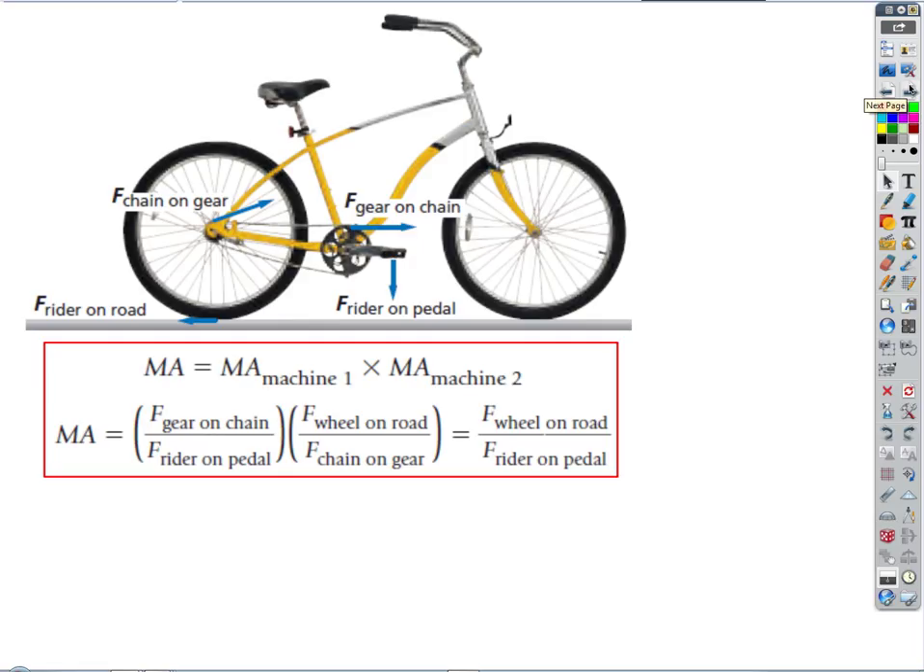This is what we call a compound machine, right? A bike, where there's a lot of gears. In this case, a bike is an example of a compound machine. What do you suppose a compound machine must be? Multiple parts, different ones. Yeah, a bunch of simple machines all put together, working in concert, right?